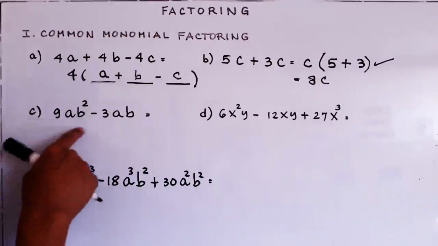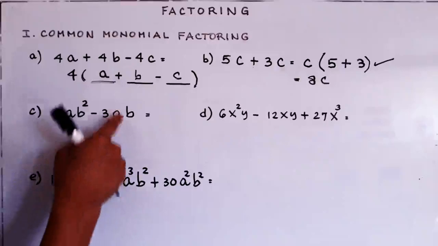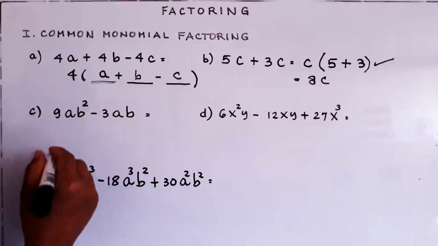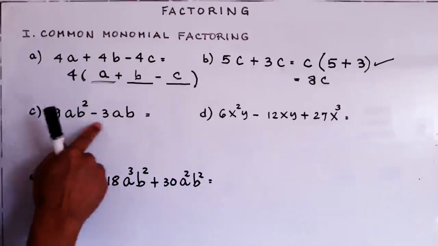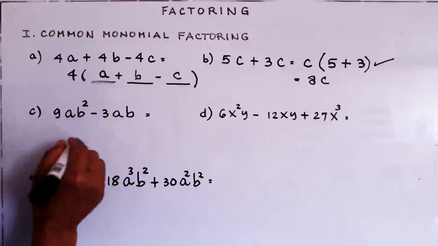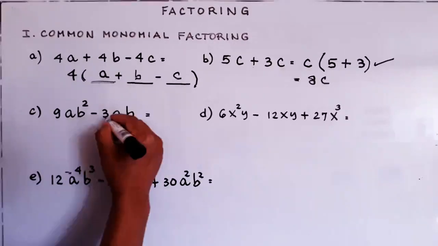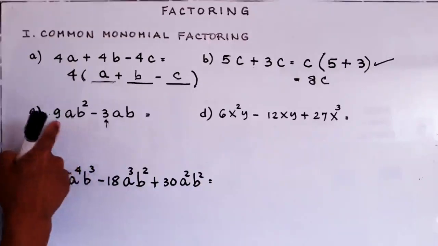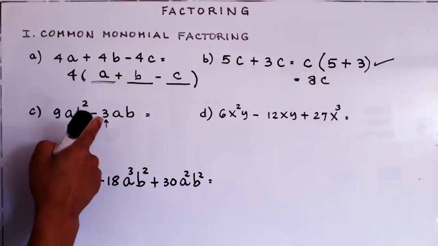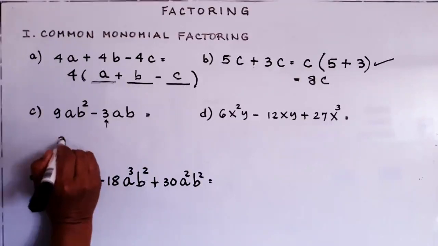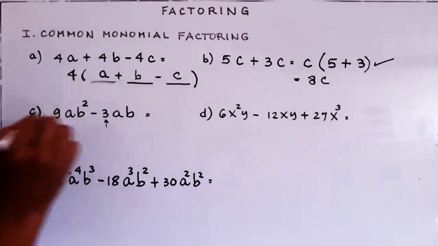Okay, letter C, we have a binomial here. So our answer must be a binomial inside the parenthesis. We have the 9 and the 3 here. So I'm just going to get the HCF. We start from where? From the 3. Can we get the 9 from the 3? Yes. So we have the 3 because 9 divided by 3 is 3. We can divide 9 by 3.